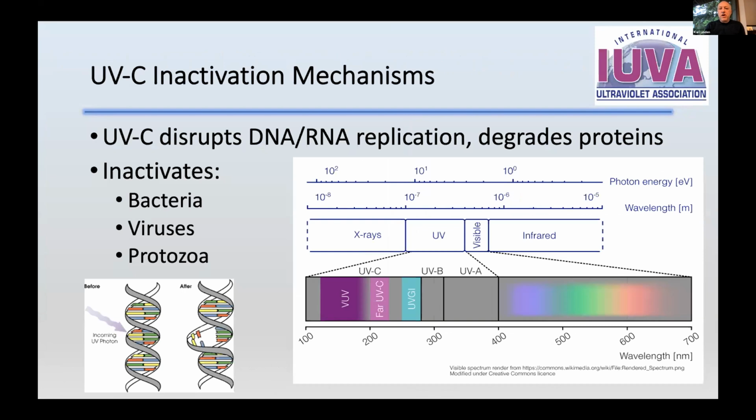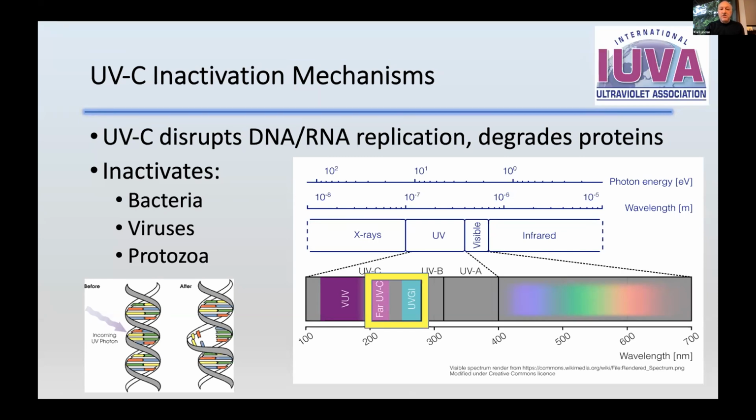So UVC primarily works for inactivation of pathogens by disrupting DNA or RNA replication and degrading proteins. The wavelengths that are most important here are those in the far UVC and the UV germicidal range, and that's between 200 and 280 nanometers. These are the primary wavelengths that we're working with as engineers to design UV systems that are effective for disinfection. And UV is very effective for inactivating all types of organisms, whether it's bacteria, viruses, protozoa, any organism that is based on a nucleic acid, DNA and RNA, which are all of them, can be affected by UV.